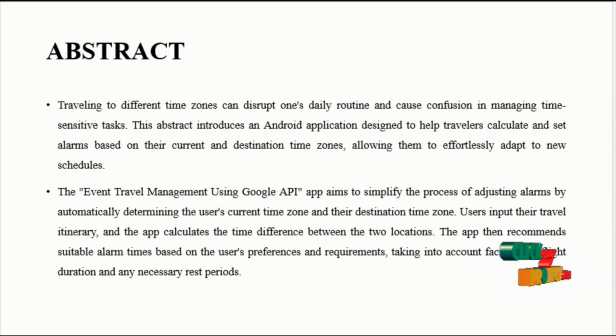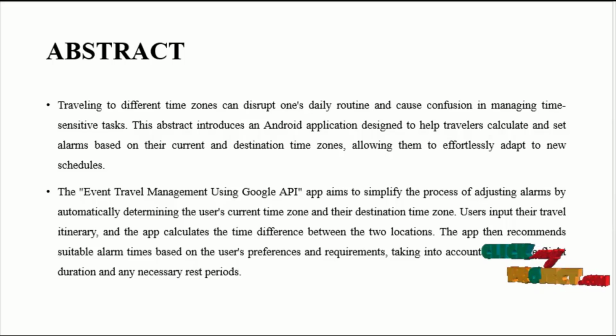Our project abstract: traveling to different time zones can disturb one's daily routine and make it confusing to manage time and time-sensitive tasks. This abstract introduces an Android application designed to help travelers calculate and set alarms based on their current and destination time zone, allowing them to effortlessly adapt to the new schedule.